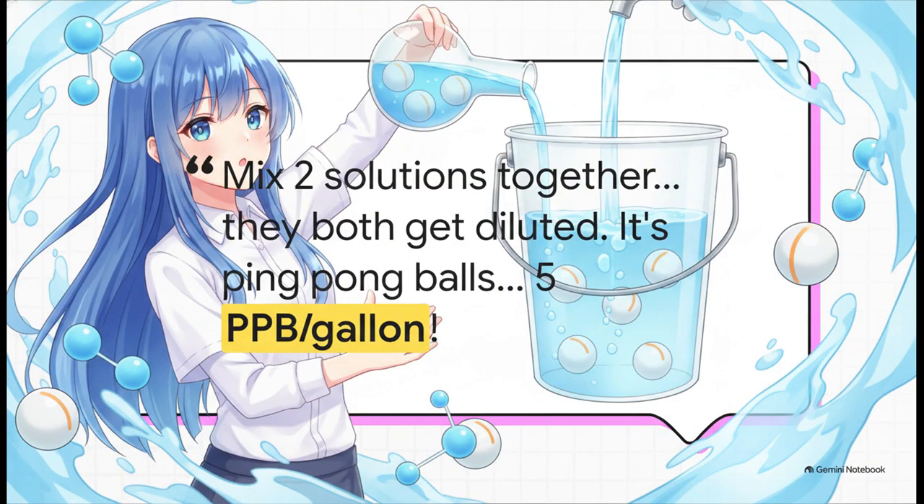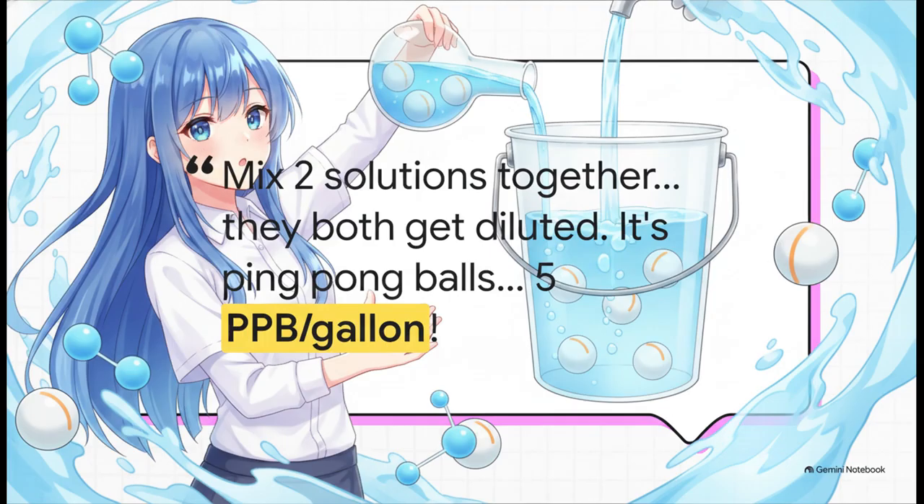Consider this really brilliant analogy to get us started. Mix two solutions together and they both get diluted. Think of it like ping pong balls in a bucket. You've got a 5-gallon empty bucket and you drop in 5 ping pong balls. Then you add 1 gallon of water. So what's the concentration? It's 5 ppb, or ping pong balls per gallon.